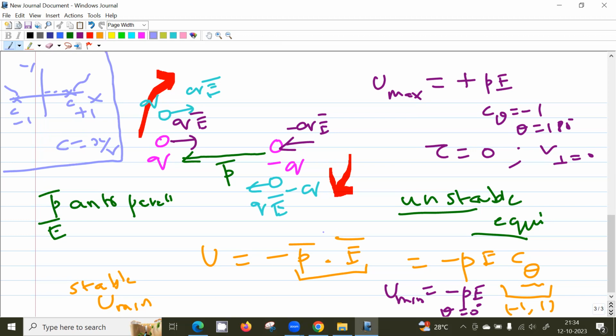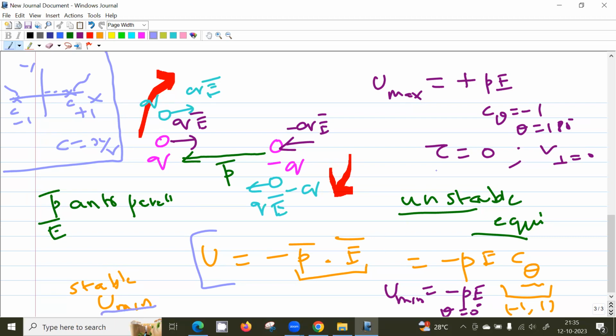So what I want to say is, one way is we figure out whether it's stable or unstable by disturbing it and finding the direction of the torque. Another way is we can use this formula of potential energy, and you have to use this basic concept that stable equilibrium position corresponds to potential energy being minimum.